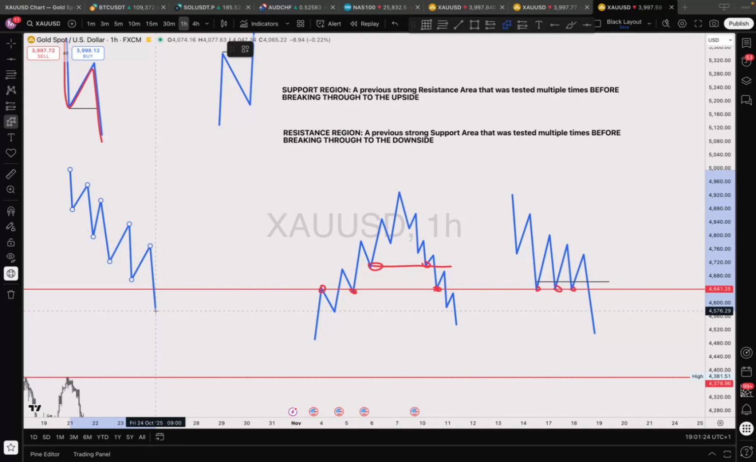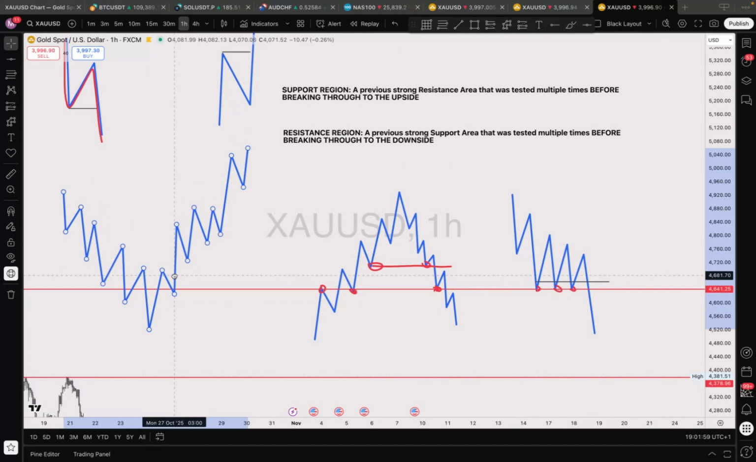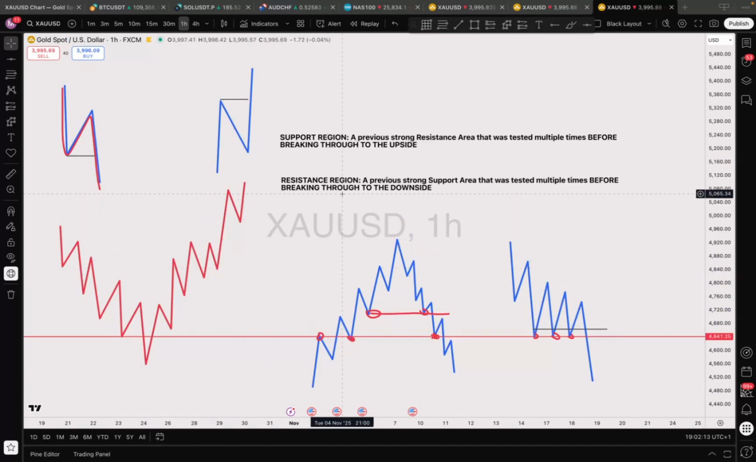Now, what you want to do is you want to wait. As price starts approaching this region here, you will wait. All right, now let's say we see price do something like this. Now, if you want to start marking the region that will be your support. Now, I told you that your support region is a strong resistance area that was tested multiple times before price broke through to the upside. So how do you start marking it?